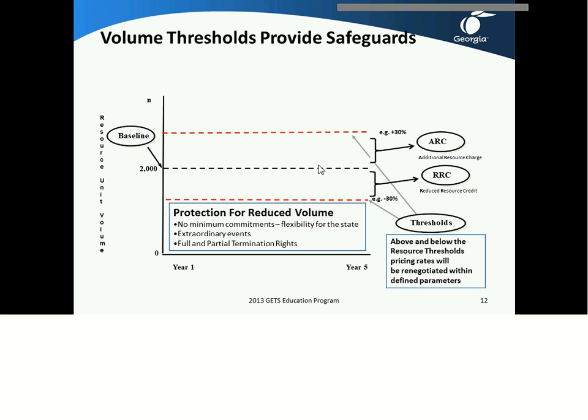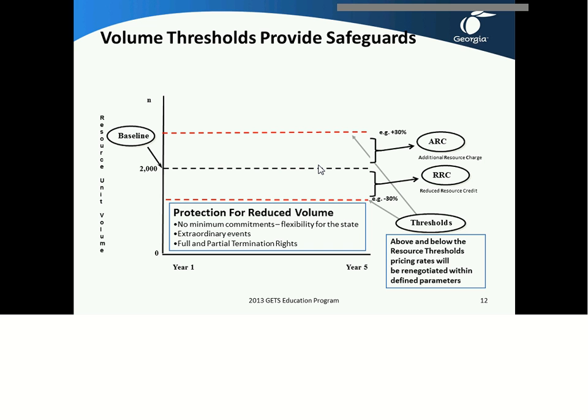Volume thresholds provide safeguards. When GTA entered into the outsourcing contracts with IBM and AT&T, we bought the state flexibility. GTA's former contract with Bell South had a $32 million minimum commitment. With the variable rates in our current contracts, there is no minimum commitment with IBM and AT&T. In this example resource unit, the state gathered inventory information indicating the state had a volume of 2,000 units at the outset of the contracts. The vendors gave us a cost for those 2,000 units.